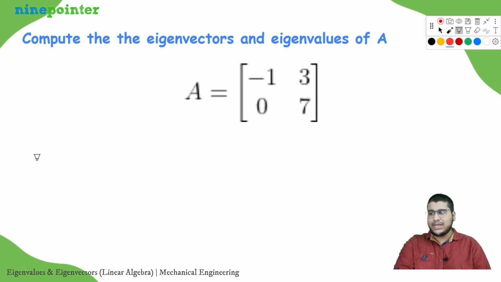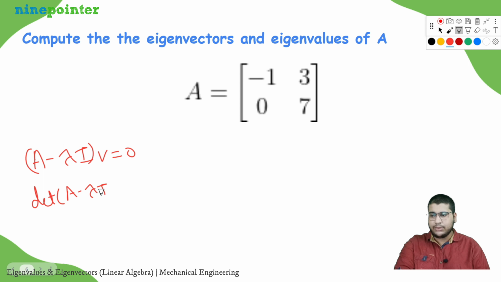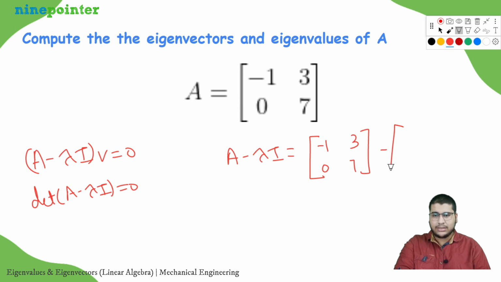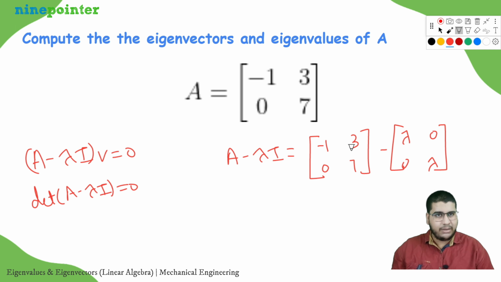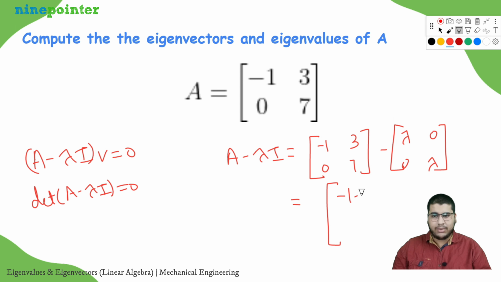Alright. So we'll start with A minus lambda I times v equal to 0. Then we will equate the determinant of A minus lambda I to 0. First of all, we'll compute the A minus lambda I matrix, which is just going to be the matrix minus 1, 0, 3, 7 minus lambda times I. Now I is the identity matrix and it has 1s along its diagonal and 0 everywhere else. So when lambda is multiplied with I, we get lambdas along the diagonal. And computing this difference, we get minus 1 minus lambda, 3, 0 and 7 minus lambda.